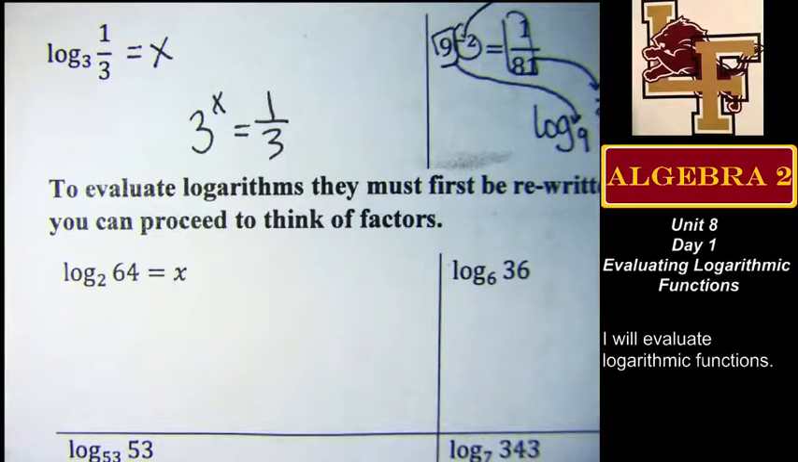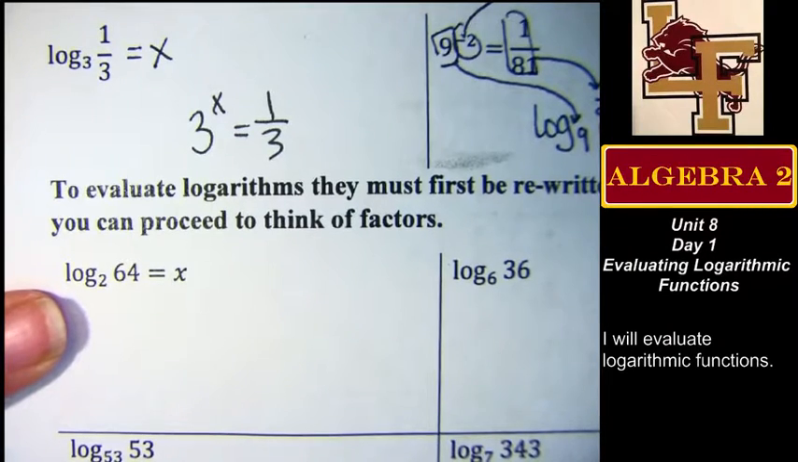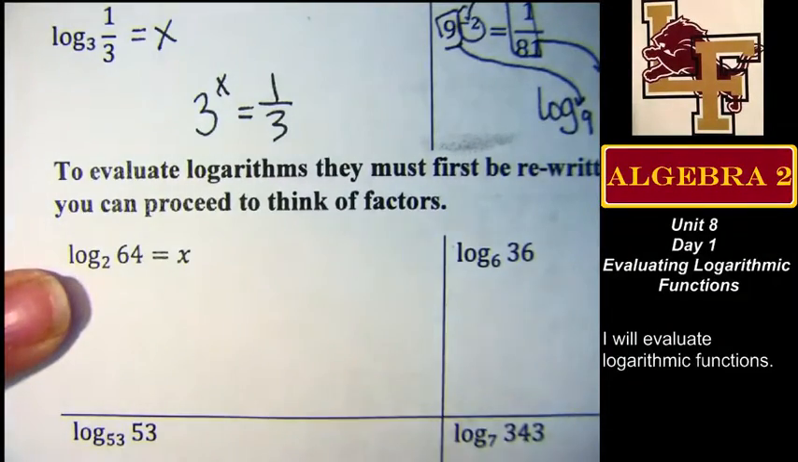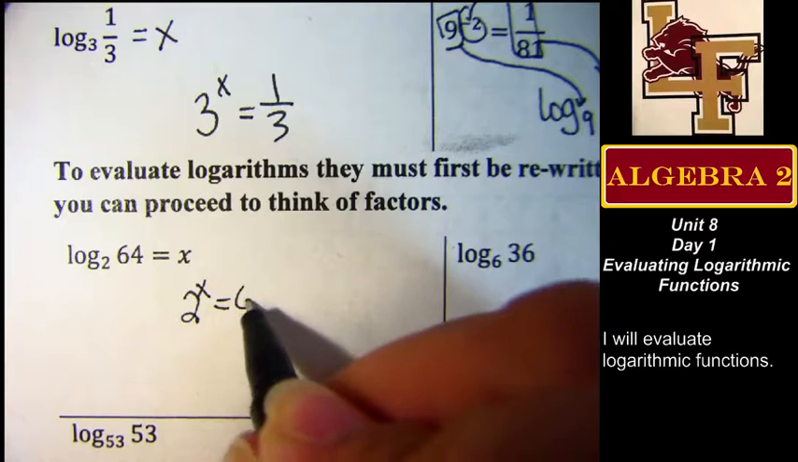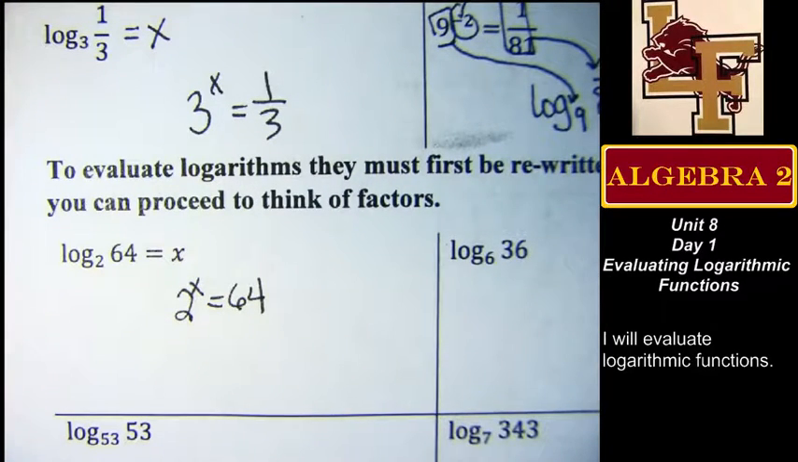We can use this rewriting thing to help us figure out what values x has to be. All right? So let's play with this one to try to figure out what value x has to be. Rewrite it first. Base, 2. Exponent, x equals 64. What power of 2 gives you 64? How many times do I have to multiply 2 by itself to give me 64? Go 2 times 2 times 2, however many times. I'm getting 6.